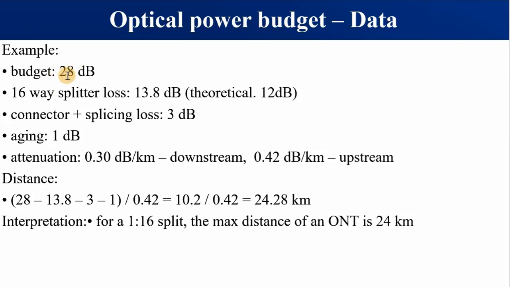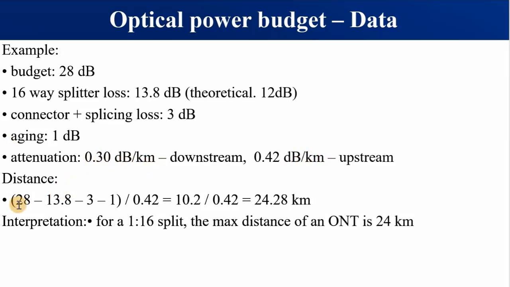So we are saying our budget is 28 dB, and we've got a 1:16 way splitter loss of 38 dB, but theoretically it's 16.2. A connector and splicing loss of 3 dB, margin or loss due to aging of 1 dB, and attenuation is 0.3 dB per kilometer in the downstream direction and 0.42 dB per kilometer in the upstream direction. Please take note that the transmit power of the laser in the ONU is less than that of the laser in the OLT, hence 0.42 dB per kilometer is compared to 0.3 dB per kilometer.